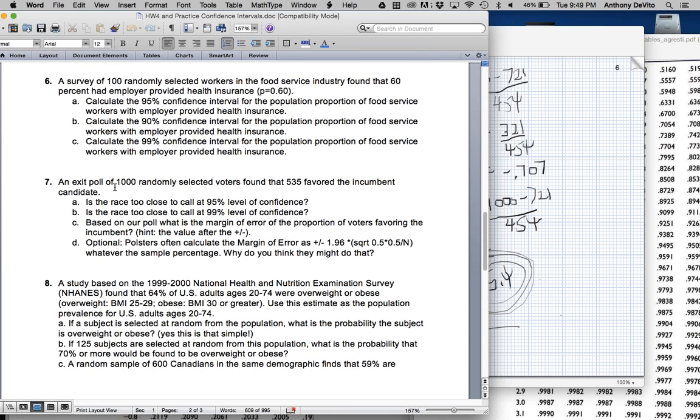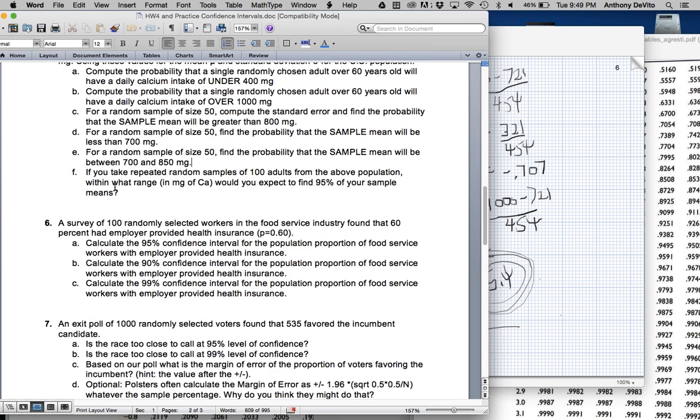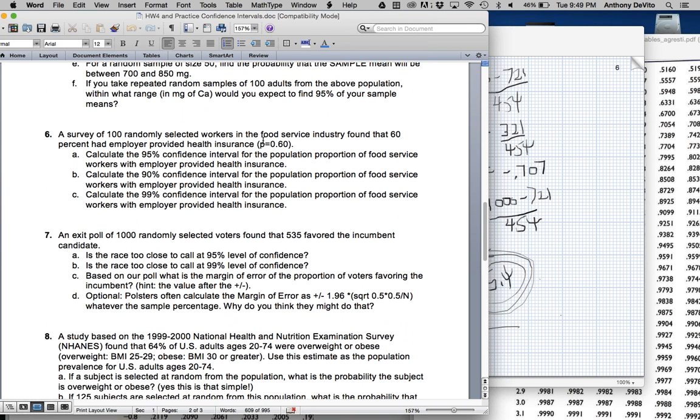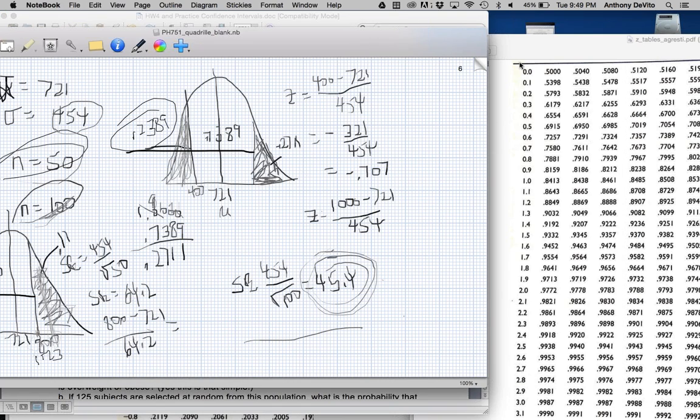Okay, so let's take a look at number 6. A survey of 100 randomly selected workers in the food service industry found that 60% had employer-provided health care. Calculate a 95% confidence interval for the population proportion of the food service workers with employer-provided health insurance. Okay, so what do we know about this population?